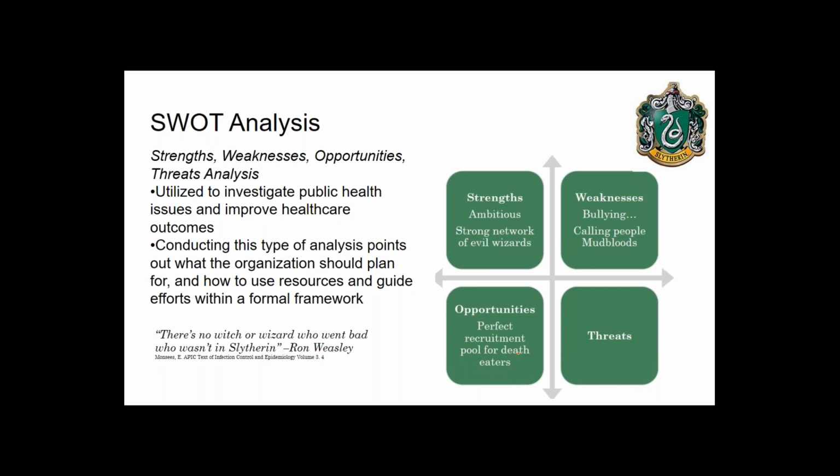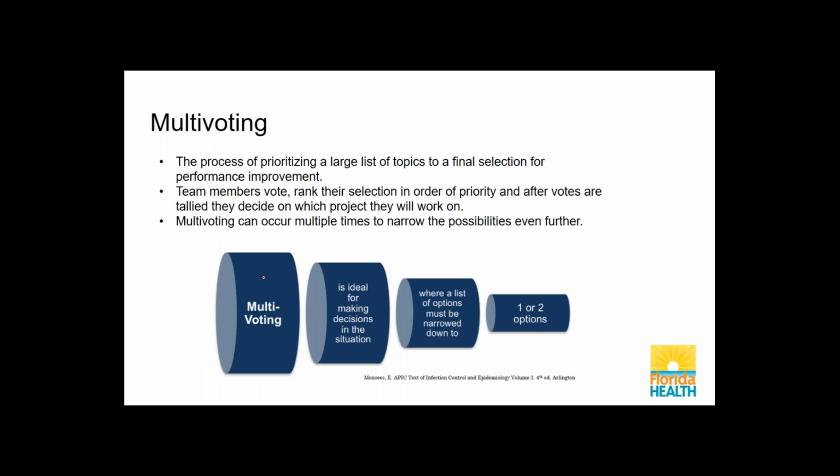Now, multivoting. This one's really easy. If you can just remember this image down here, it will be very easy for you to visualize it. So in multivoting, the process of prioritizing a large list of topics to a final selection for performance improvement is utilized. So team members basically vote or rank their selection in order of priority. And after votes are tallied, they decide on which project they will work on.